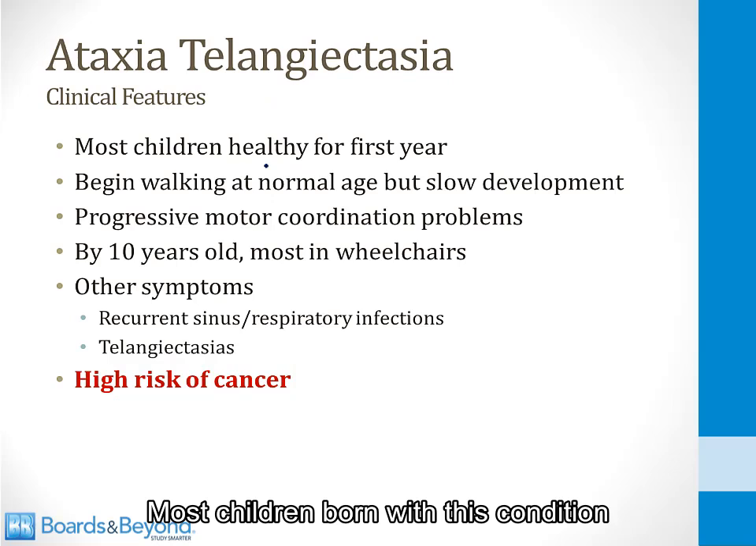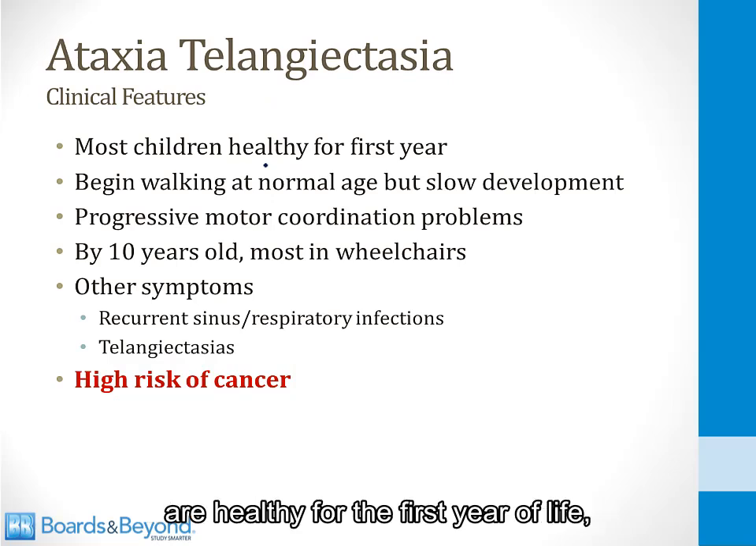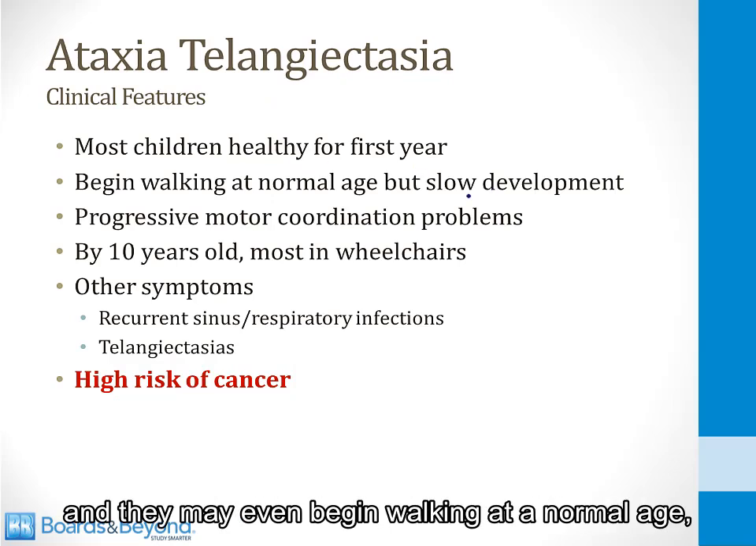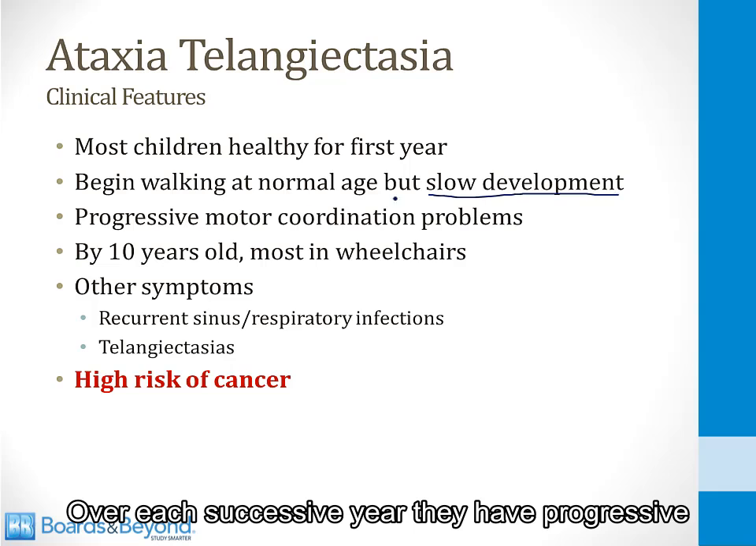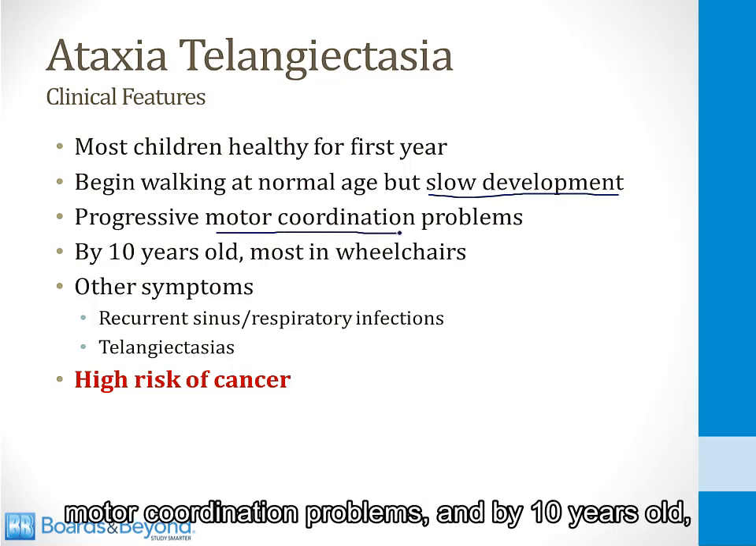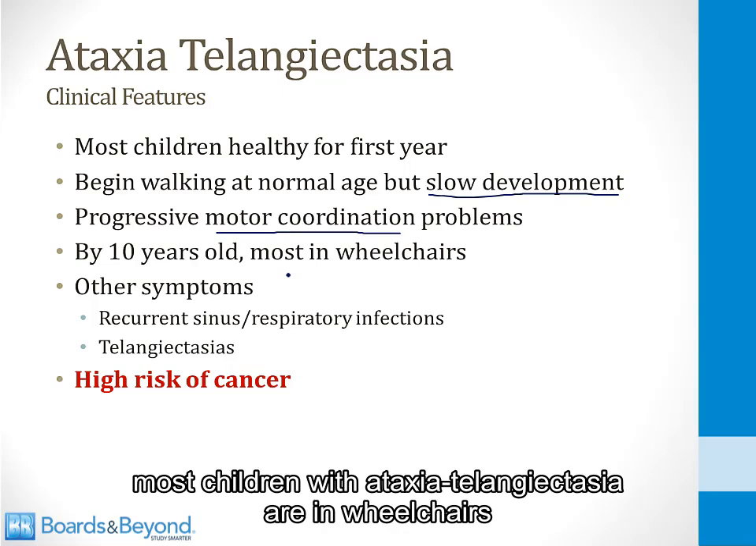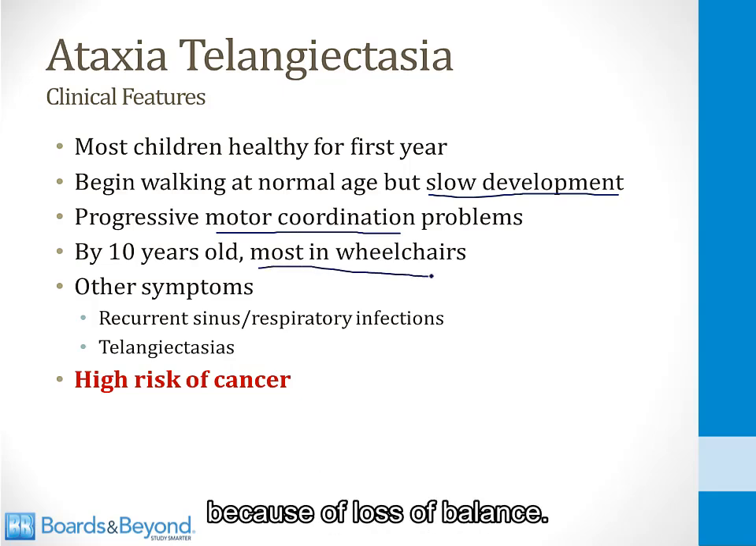Most children born with this condition are healthy for the first year of life, and they may even begin walking at a normal age, but thereafter their development becomes slow. Over each successive year they have progressive motor coordination problems, and by 10 years old most children with ataxia telangiectasia are in wheelchairs because of loss of balance.